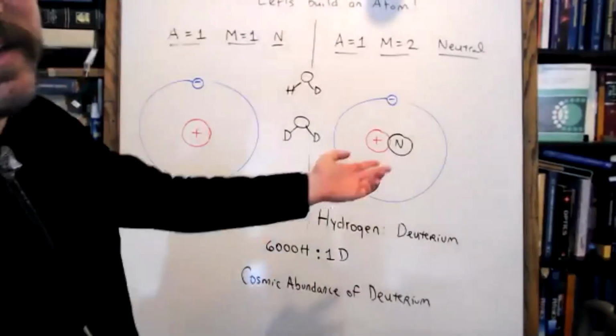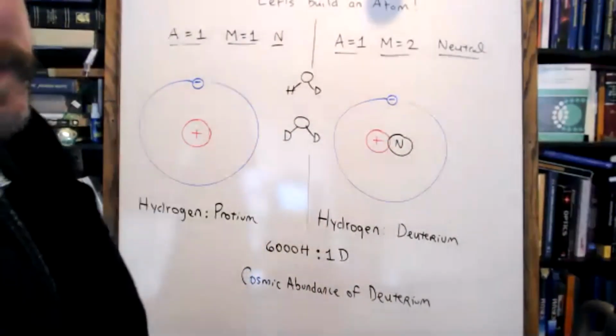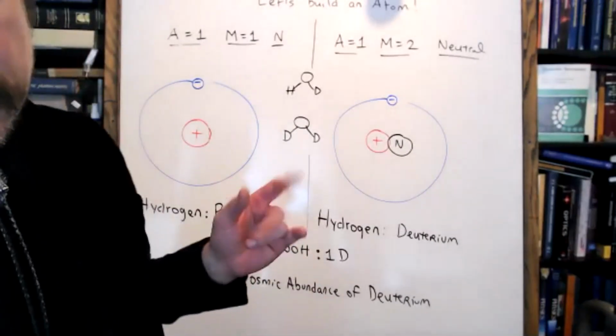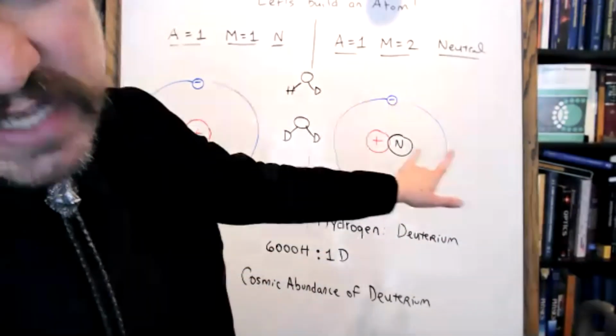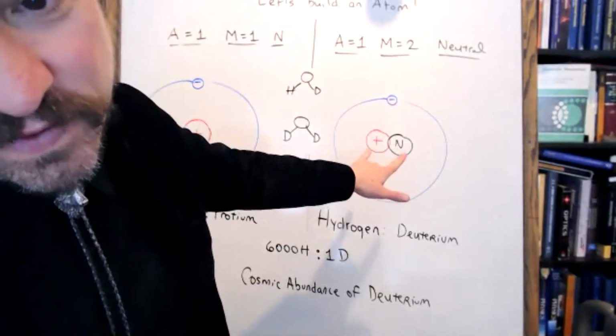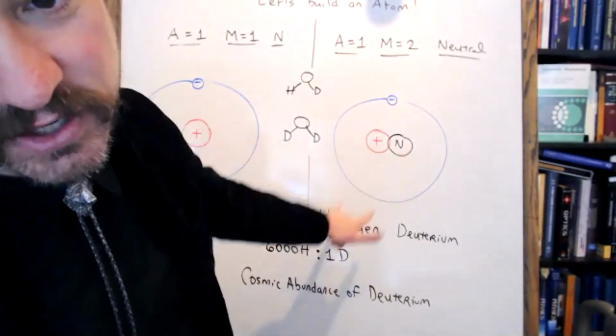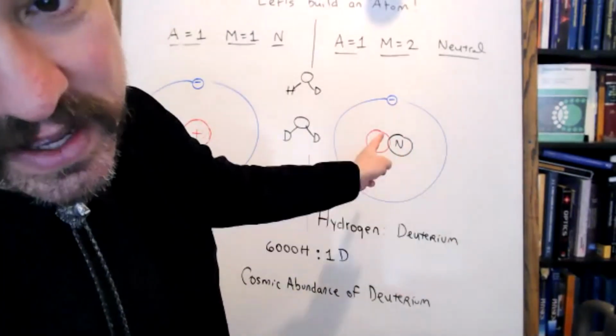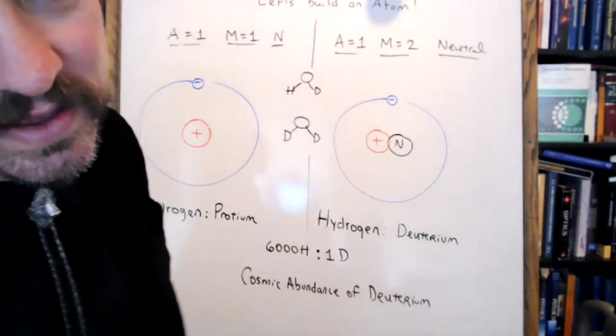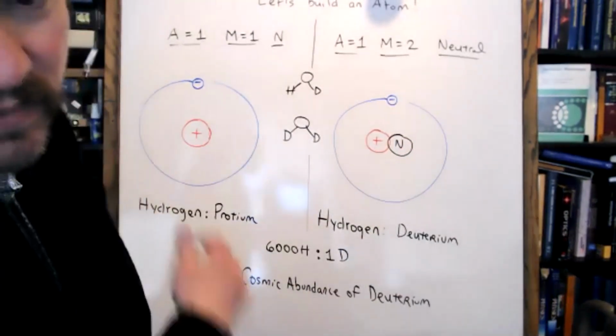Isotopes occur naturally in nature, and they just have differing numbers of neutrons. As Vladimir suggested to us, there's even another more rare version, a rarer isotope of hydrogen called tritium. And tritium actually has 2 neutrons stuck to it. I won't go into that now.